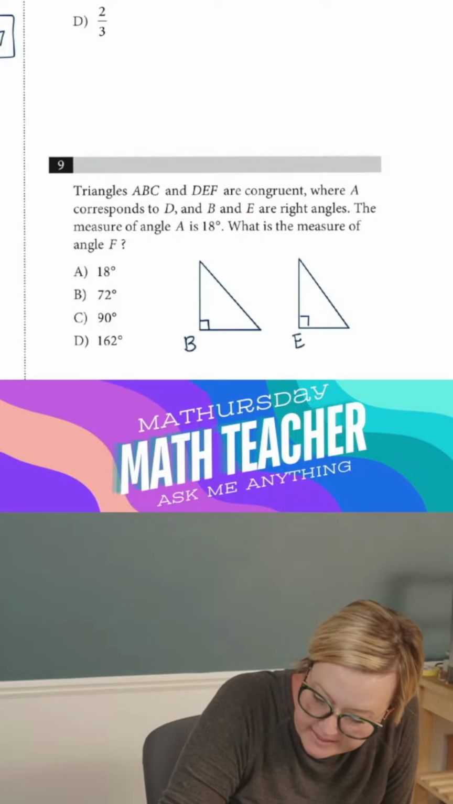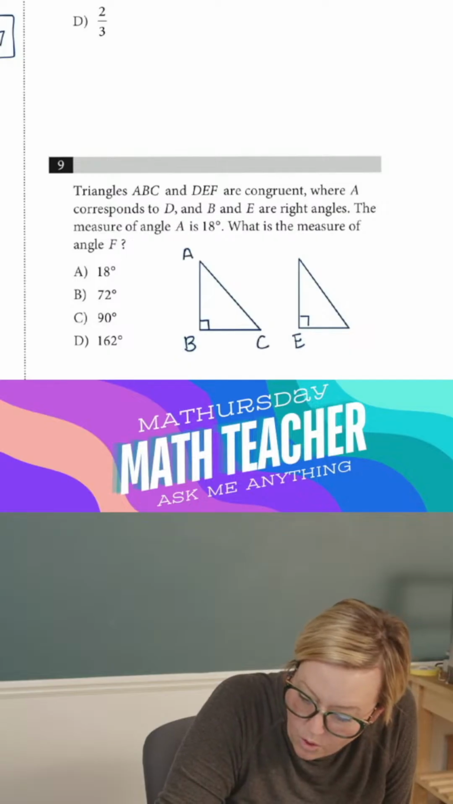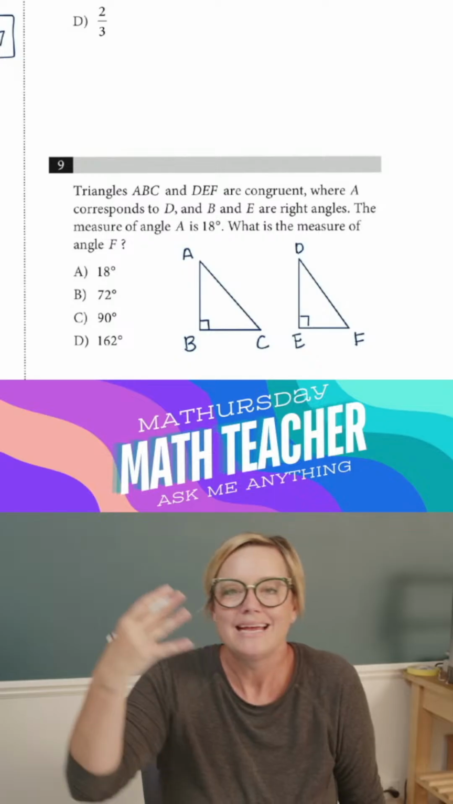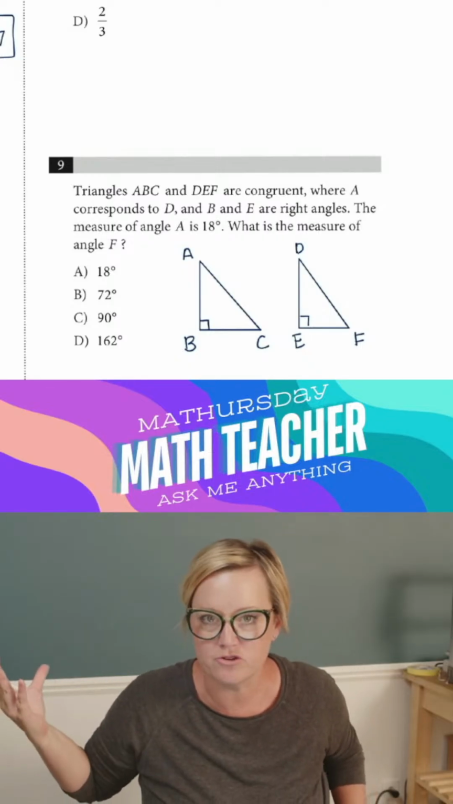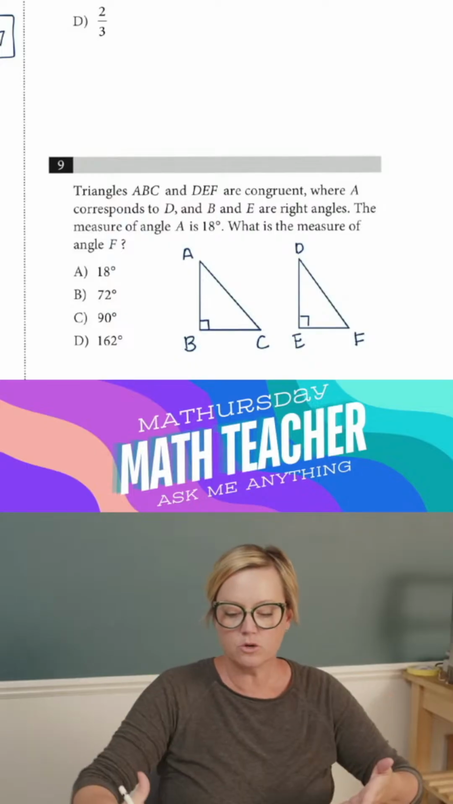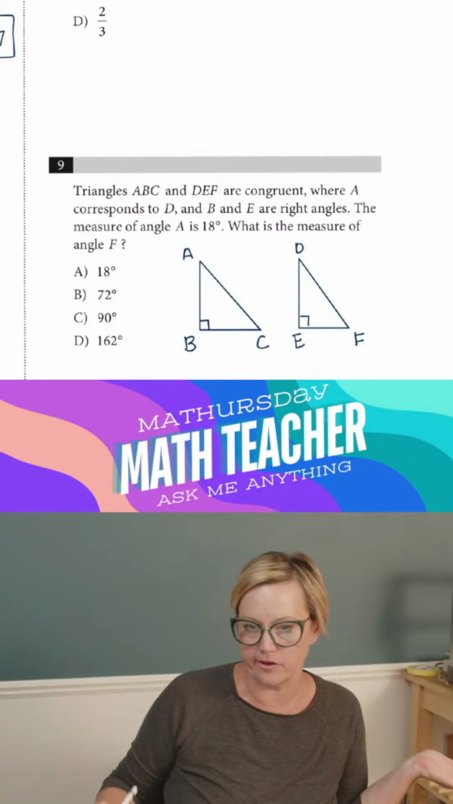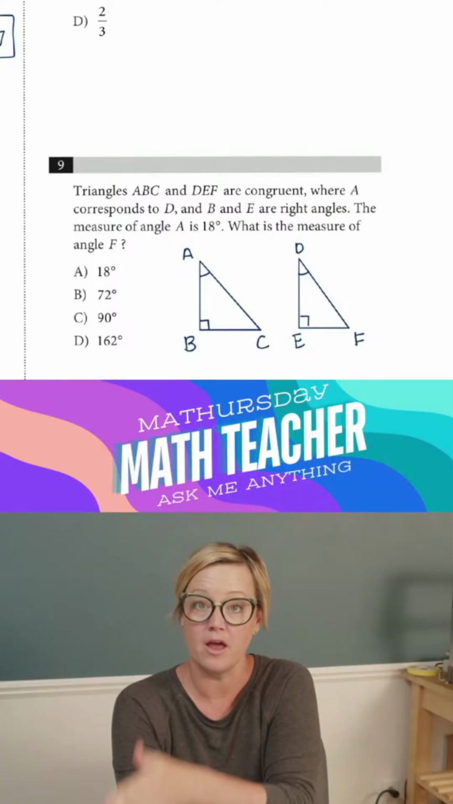Okay, so A, B, C. A corresponds to D, which means that they're in the same location. In this case, I put them up at the top. Did I draw this to scale? No, you saw me just draw it. I didn't use a protractor. These are right triangles because I say they're right triangles, right? A and D are congruent because I say they're congruent.